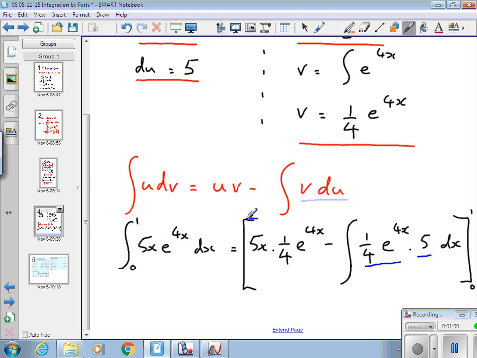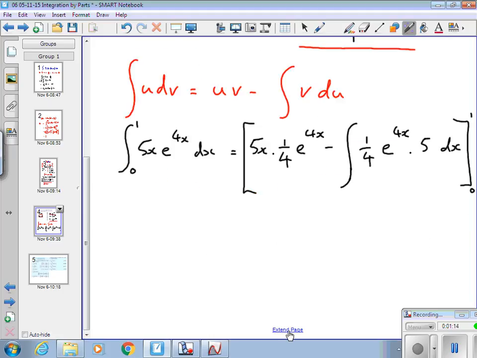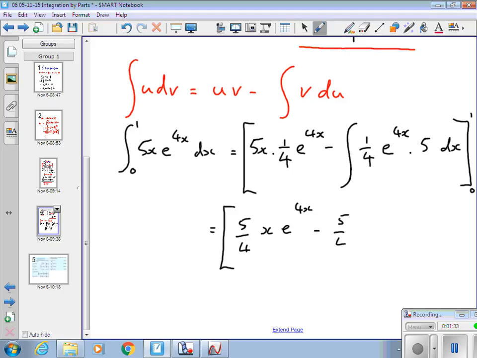Note I've put the whole lot in square brackets, because it's a definite integral. The uv and this integral have all got to be inside that limit box. I'm going to tidy up before I put the limits in and try and take out constants if possible, and that's actually quite handy in this case, because if you look inside the box, this can be 5 over 4 x e to the 4x. I can bring the 5 over 4 outside the integral e to the 4x dx.